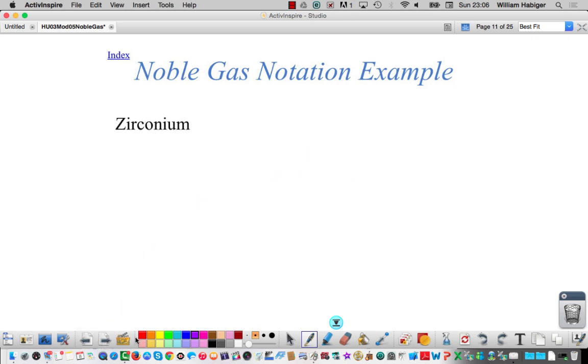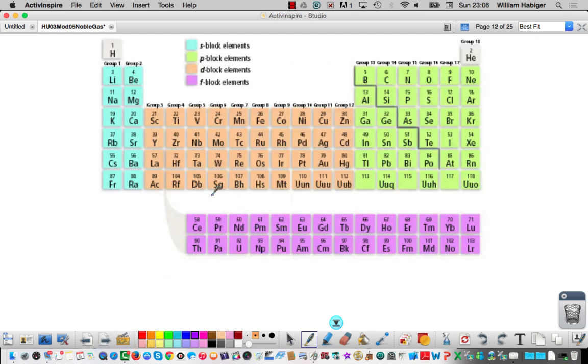Look at example number 2, zirconium. We're going to do the same thing. We find zirconium. The symbol for zirconium is Zr. It has 40 electrons, 40 protons, therefore 40 electrons. So we're going to work backwards. So 40, 39, 38, 37, 36 is going to be our first noble gas. Remember, group 18 is our noble gases. So it's going to be Kr, krypton, in brackets. And we're going to start from there.